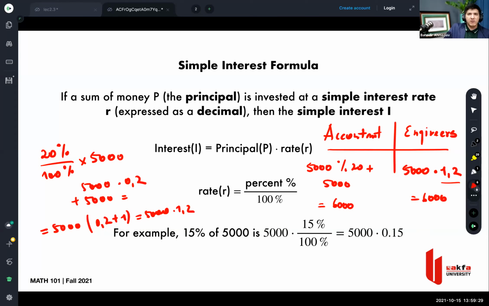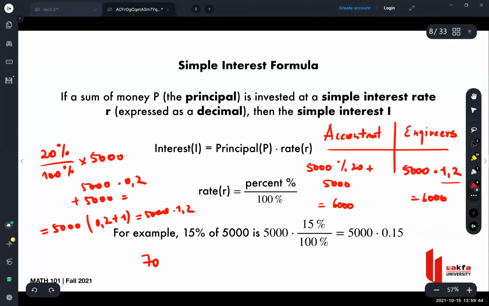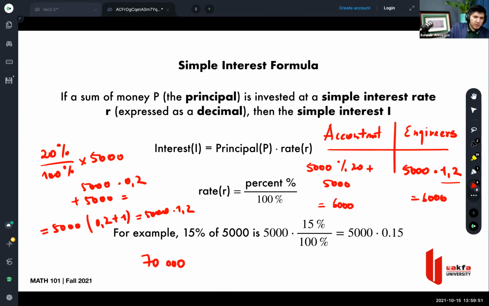So later on, if I say, could you please tell me, if the item would cost 70,000 sims, and if it is discounted by 30%, what is going to be the final price? 30% off. Yeah. How can I find this? Should I multiply this by the 30%? 0.3?